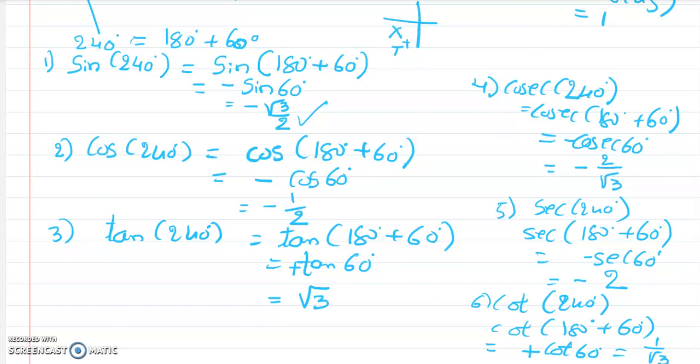So this is how we find the trigonometric ratios for some standard angles in the third quadrant. In the next video, we shall see some more examples which are in the periodic form as well as in the fourth quadrant.